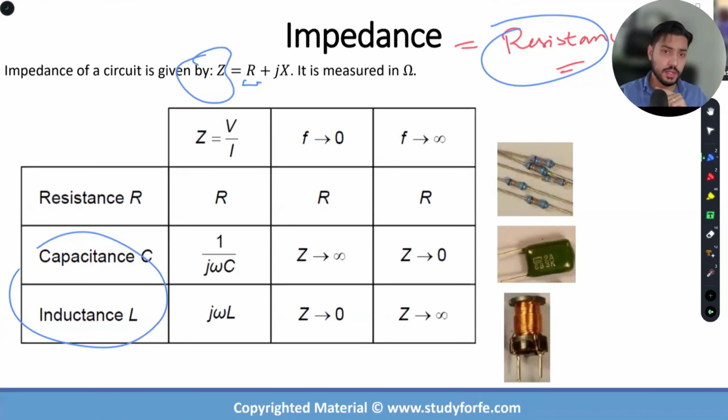And there is also another element. The other element is the reactance. Okay, so we need to be very clear about that. The real part of impedance is your resistance. So this is the real part of impedance. The imaginary part of impedance is your reactance.